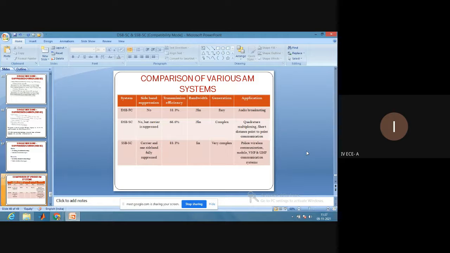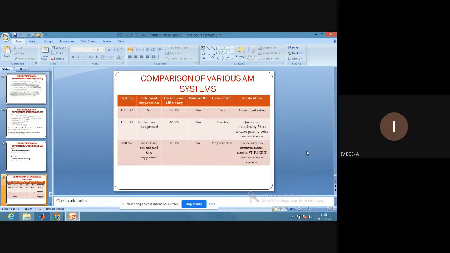Let us discuss the different types of modulation techniques, that is DSB-FC, DSB-SC and SSBSC. Let us compare all these three techniques. Here in DSB-FC, no sidebands are suppressed. The transmission efficiency is 33.3%. The bandwidth requirement is 2fm. Here the generation of DSB-FC is easy and it is mainly used in audio broadcasting.